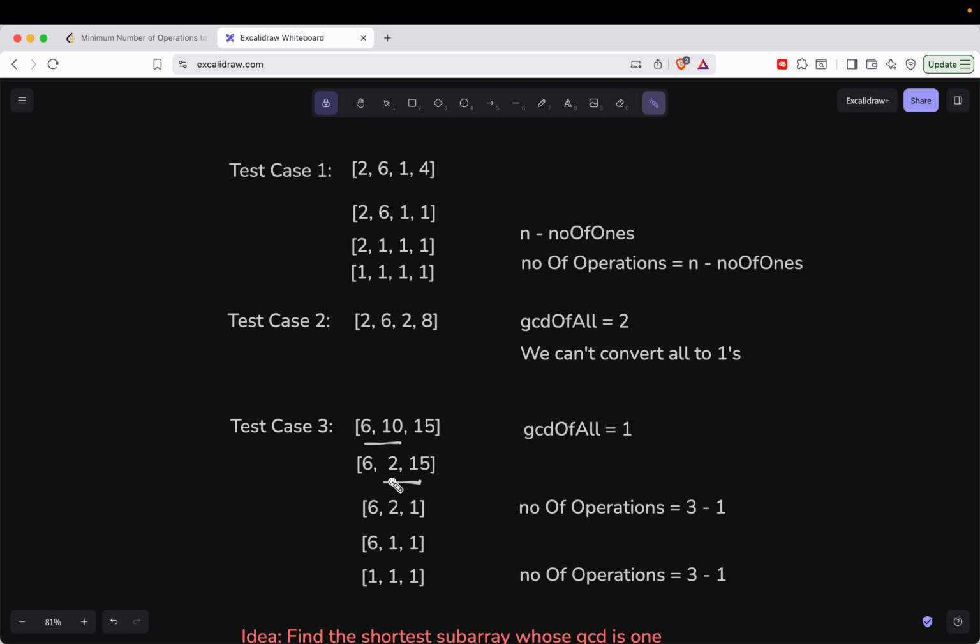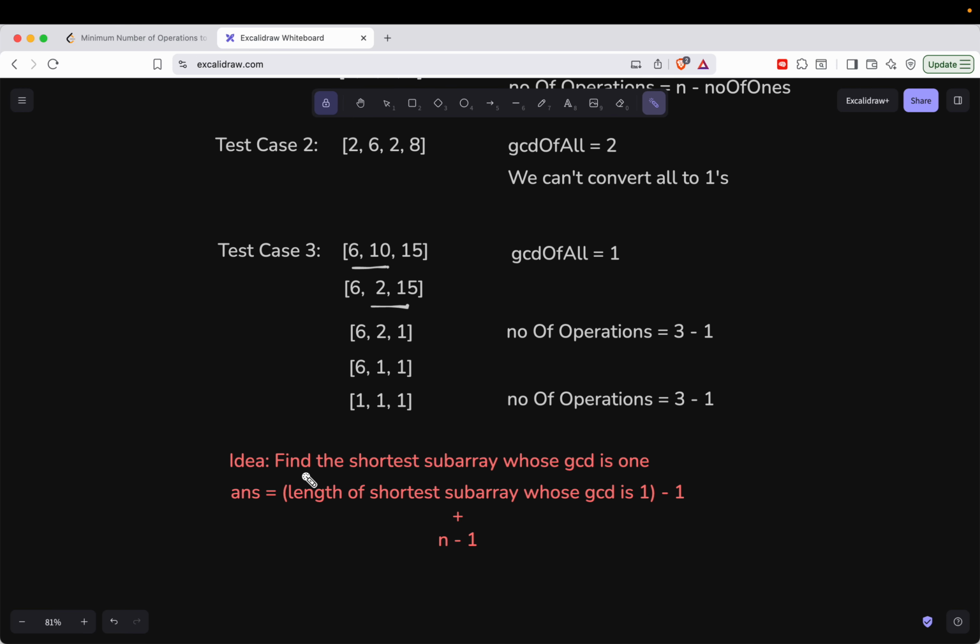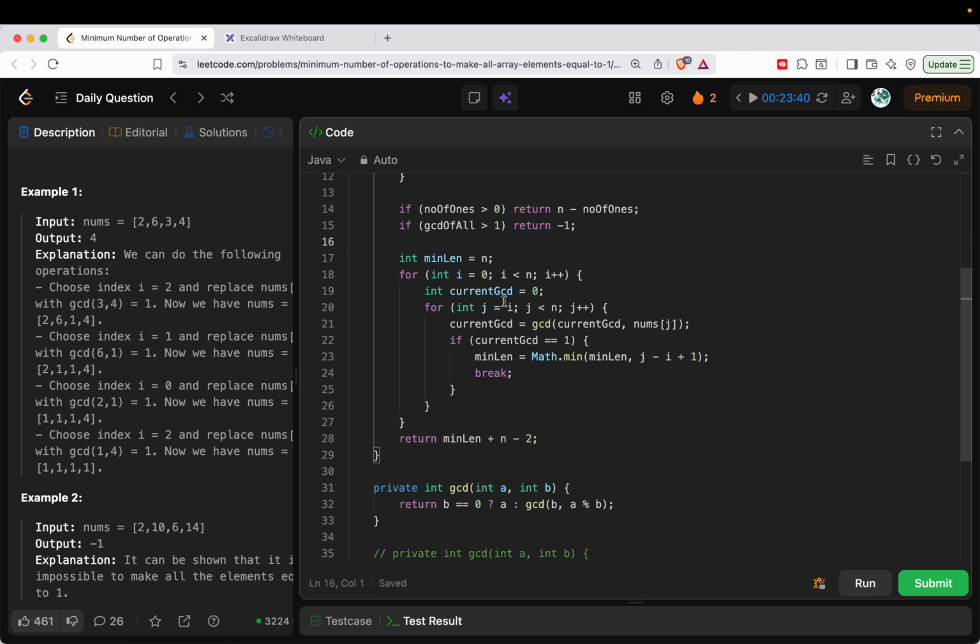As I mentioned, we are supposed to identify the shortest subarray. The length of a subarray will range from 1 all the way to the end. So I have defined a variable called minimum length, equal to the length of the array, and then I'm iterating from 0 to n and generating all possible subarrays. These two statements help me generate all possible subarrays.